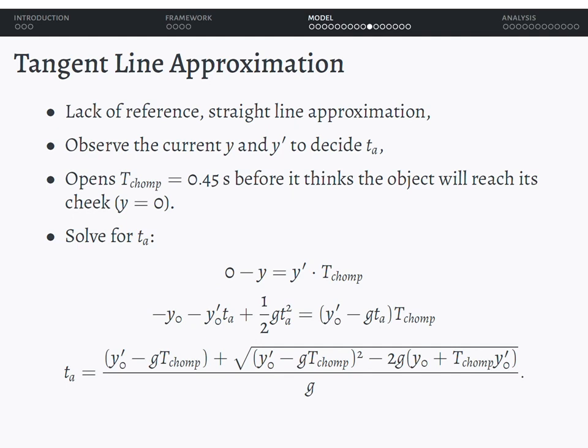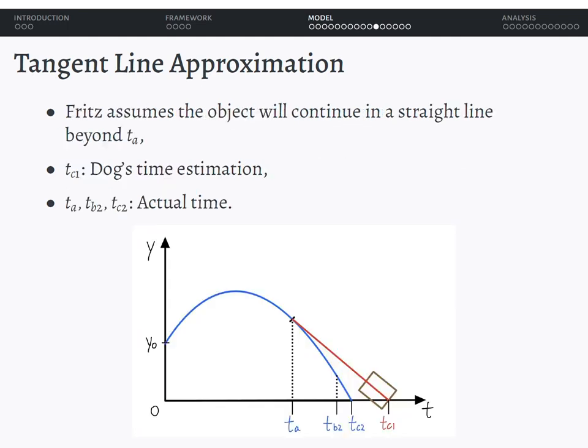When Fritz opens his mouth, line of sight to the object is blocked, so he tends to assume the object continues in a straight line. The dog determines TA based on the tangent line approximation of the current position and velocity, which can be derived from the equation below. Before opening the mouth, Fritz can adjust for error by realigning. Once the mouth opens, however, line of sight is lost, so observational errors can no longer be adjusted for using visual feedback. This leads to a positional and timing error, which cannot be easily corrected.